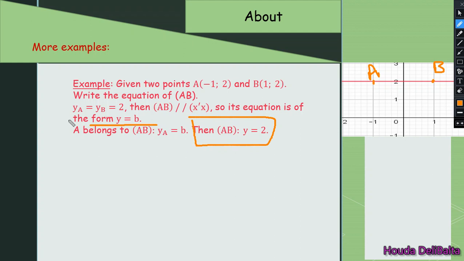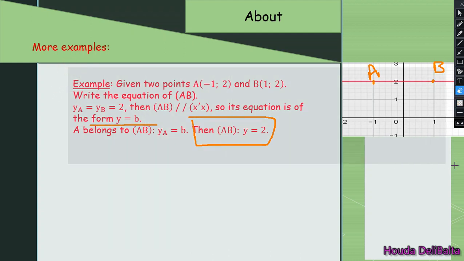So again, since the ordinates of A and B are the same, I deduce that the line AB holding them is definitely parallel to the x-axis. And any line parallel to the x-axis has the form y equals a constant. That constant is indeed equal to the same ordinate of the points it passes through.